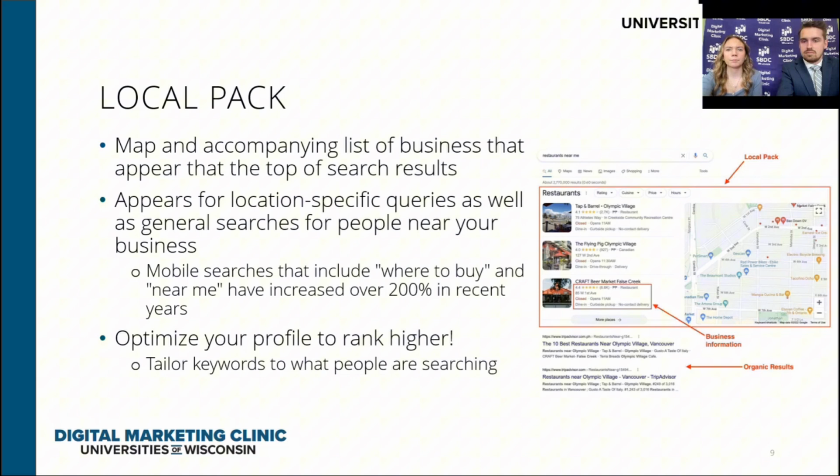Mobile searches that include where to buy and near me have increased over 200% in recent years. So this makes it important that you are working to rank in this list. It will show for a majority of searches. So again, optimize these profiles. And like I mentioned before, including keywords, just as you would on the website to rank in the organic search results, will be most important for your ranking, as you want your information to match what people are searching for.